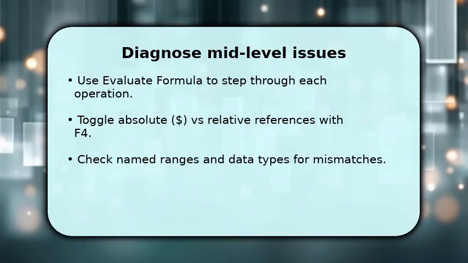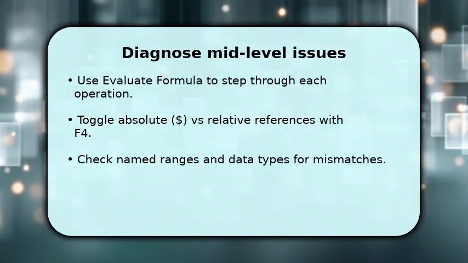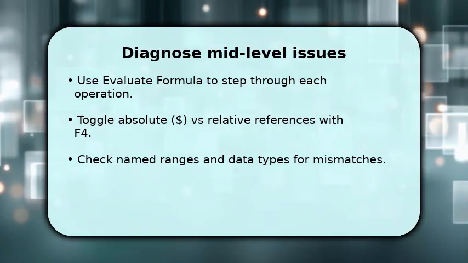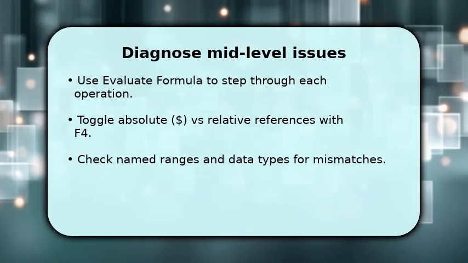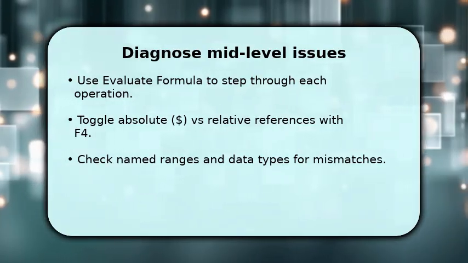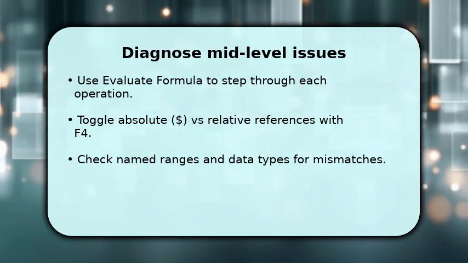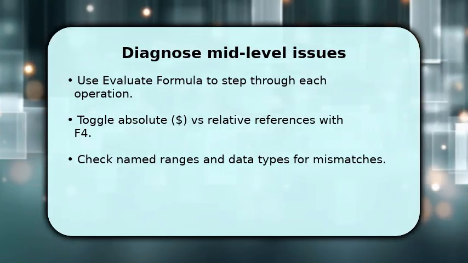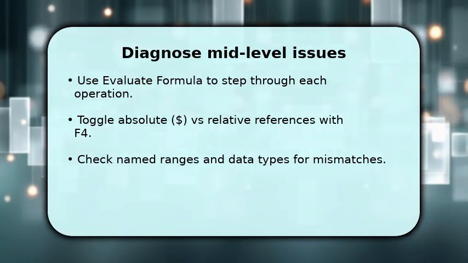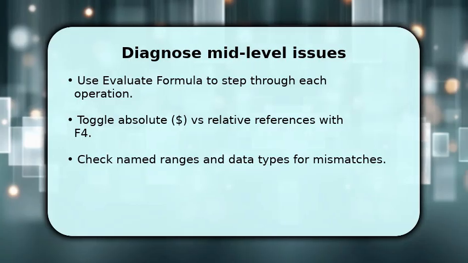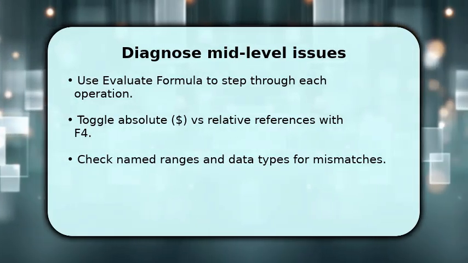Now dig into the formula mechanics by running Evaluate Formula. It walks you through each operation and reveals where a value is unexpected. While you watch, pay attention to relative versus absolute addressing, press F4 to cycle $ signs, and lock or free rows and columns, because copying errors often originate there. Also verify named ranges point where you think they do, and ensure reference cells contain the right data type, since text in a numeric calculation will force errors or zero results.